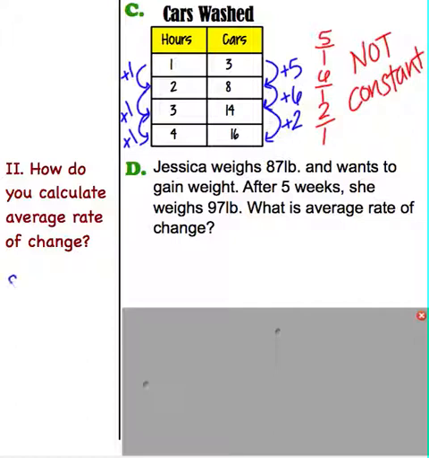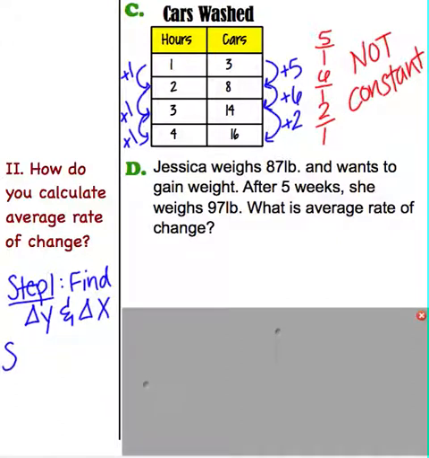So when we're taking a look at this, step 1 is still going to be to find our delta y, or our change in y, and our delta x, our change in x. Step 2, which we'll get to in just a second, so let's go ahead and do that.